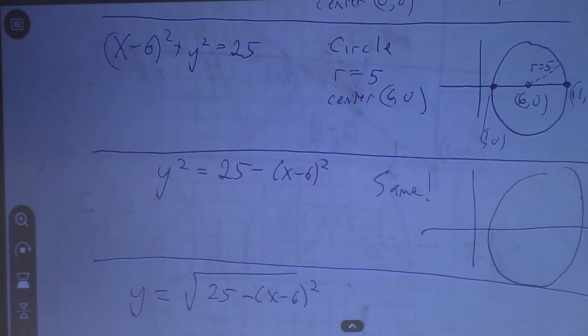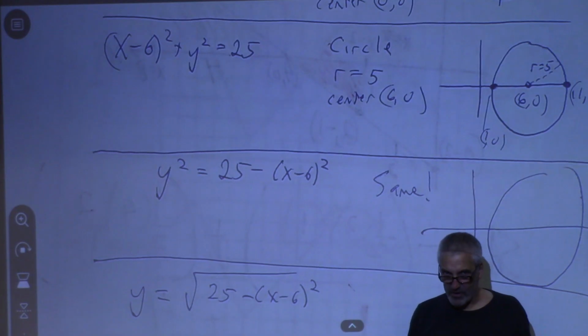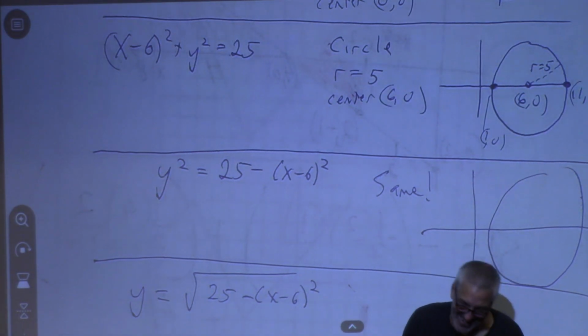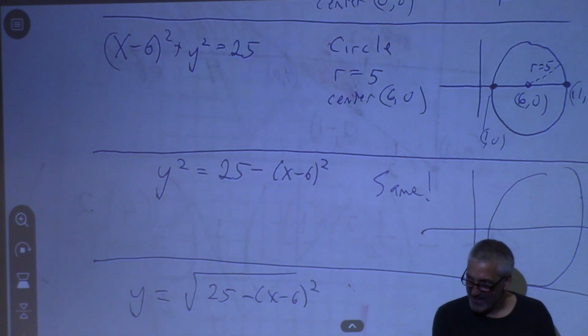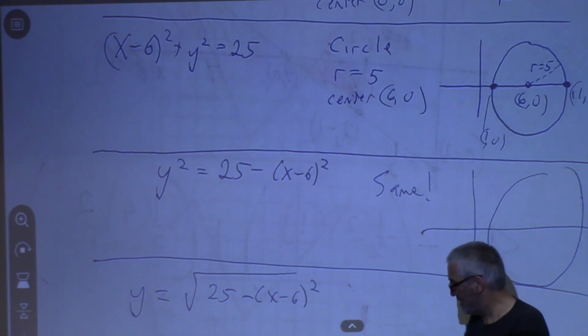What's the graph of this? Is it the same? It's the same? Oh, it sounds like you're asking me. No, it's the same. You're wrong. Sorry. But why is that not the right answer? He said it's the same, but it's not quite the same. Because the x minus 6 is still squared.